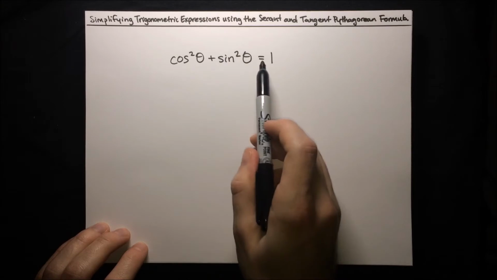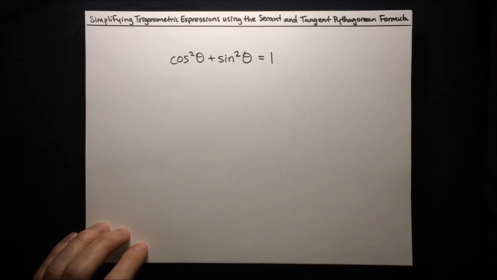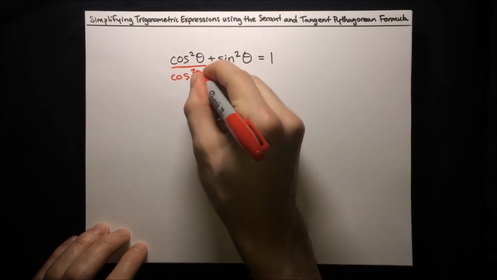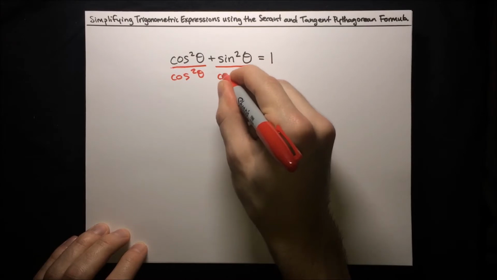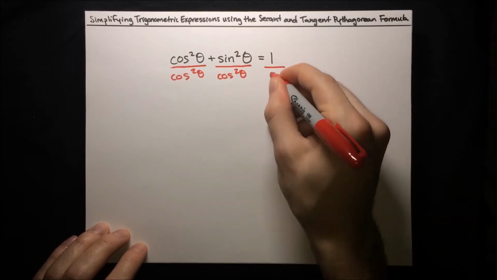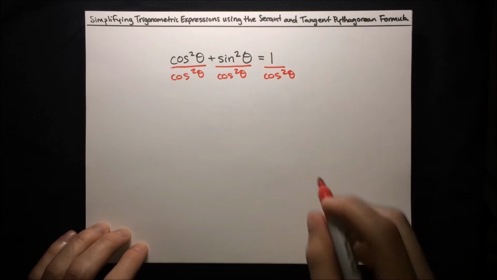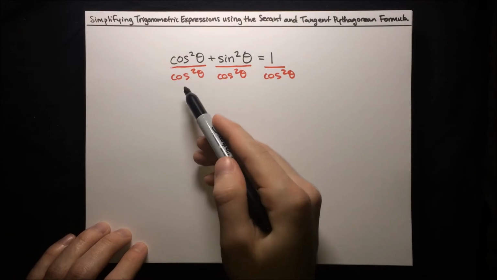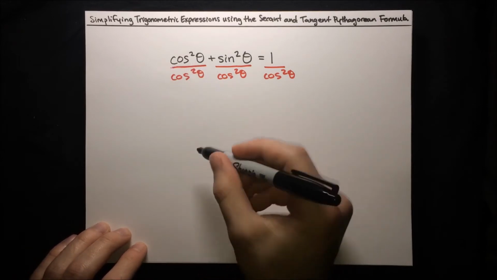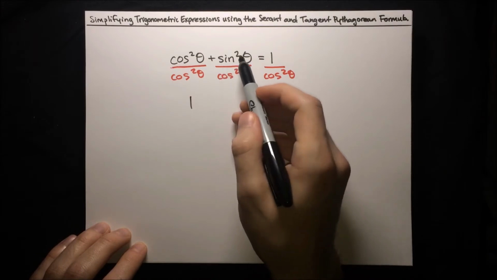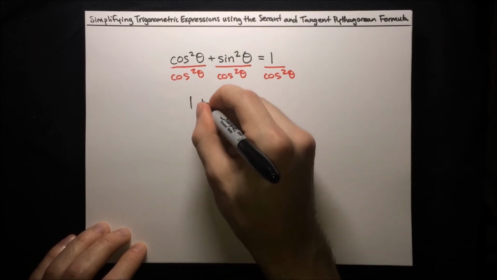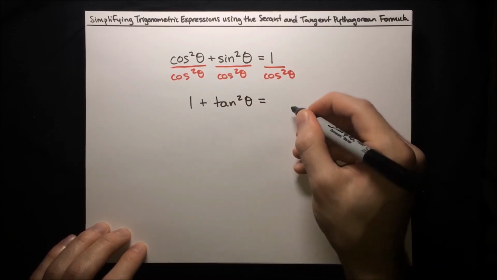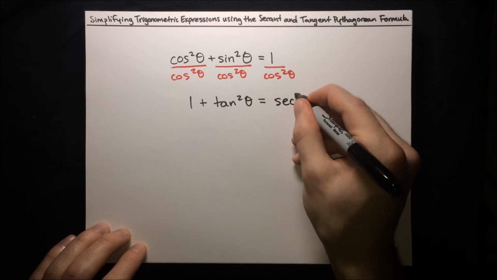But we're going to use this as an initial stepping stone to get to the secant and tangent Pythagorean formula. So we're going to start with this formula right here, and we're going to divide every term by cosine squared. We're dividing both sides of the equation by cosine squared. The result is cosine squared divided by cosine squared, that's just 1. Sine squared divided by cosine squared is tangent squared. And 1 divided by cosine squared is secant squared.